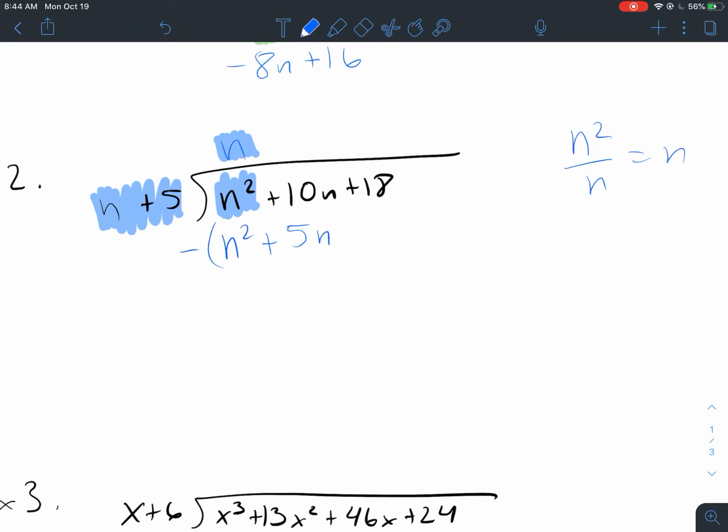Now I have to subtract out. I'm going to distribute my negative, which makes all of my signs change. So I get a minus n squared and a minus 5n. I subtract that out, these go away, and I get a 5n. I'm going to bring my 18 down.